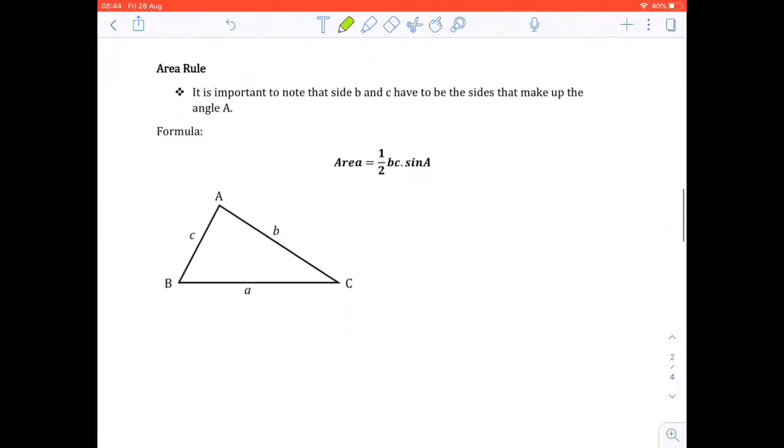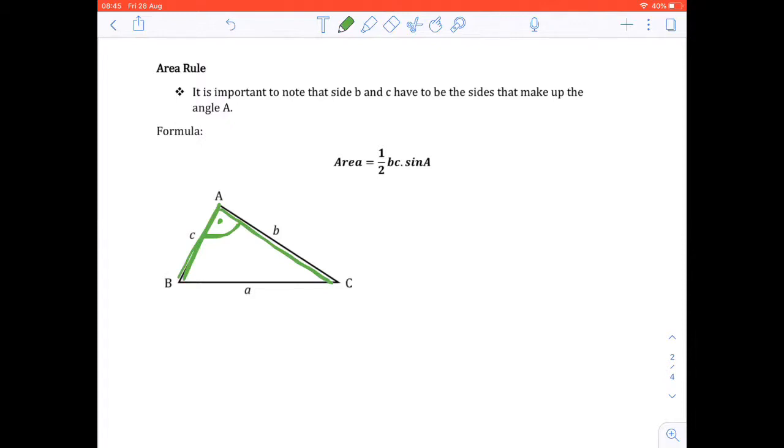Next is area rule. Similar to cos rule, side b and side c have to meet to make angle A. So the angle has to be included in the two sides that we are putting into the formula. Side c and side b meet to make angle A. And the formula is area equals a half bc, those two included sides, times sine of angle A.